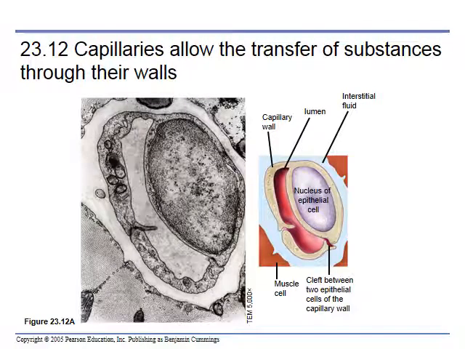Okay, capillaries allow the transfer of substances through their walls. So that little area, again, is one red cell thick. So you have a little area that's open, you have the interstitial fluid, and then you have the nucleus of the epithelial cell, which I think you guys saw in the slides is pretty large compared to the cell. And then you have the cleft between the two epithelial cells, and that allows things like carbohydrates to go through into the interstitial fluid, but it doesn't allow a whole red blood cell. It allows small stuff, maybe not even a whole protein, but other things can scoot through that little cleft there.